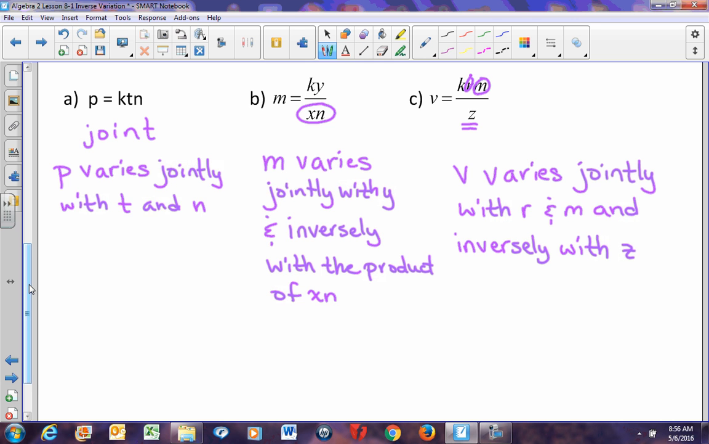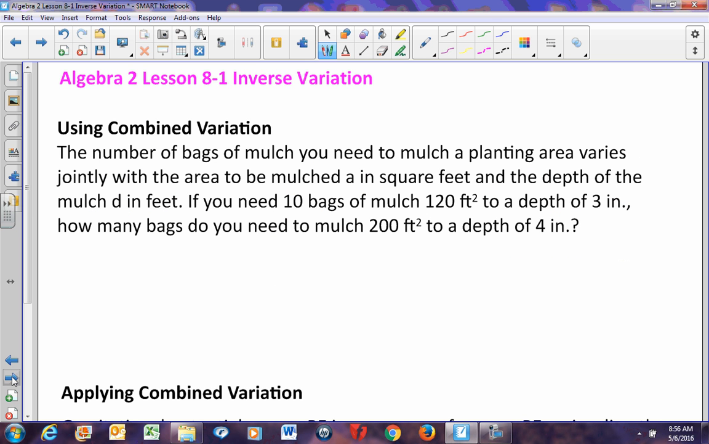So let's use these combined variations here. The number of bags of mulch you need to mulch a planting area varies jointly with the area to be mulched A in square feet and the depth of the mulch D in feet. If you need 10 bags of mulch, 120 square feet to a depth of 3 inches, how many bags do you need to mulch 200 square feet to a depth of 4 inches?